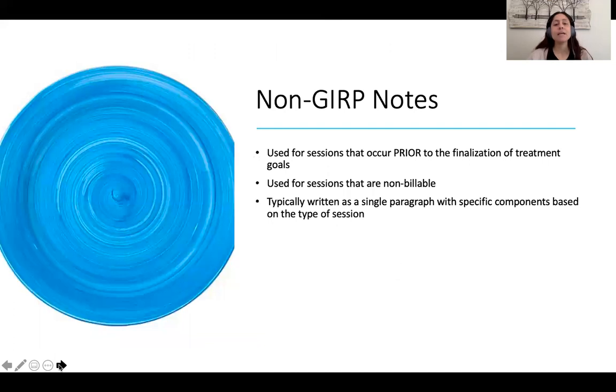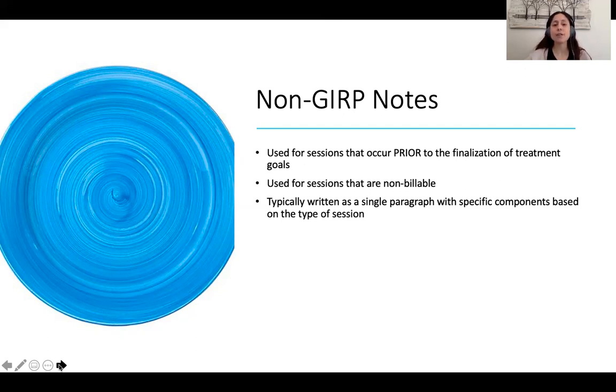Okay. Now, while progress notes or treatment notes will be written in GIRP format, as I've already demonstrated, these are used once you've already completed a treatment plan and established those goals. Prior to this, when you don't have goals yet, such as when you're in the assessment phase or the treatment planning phase, you'll write what is called a non-GIRP note. These are basically written as a single paragraph note with specific components for each type of note. Although they aren't in the traditional GIRP format, they still include some of the same types of information. And I'll show you an assessment note and a treatment note written in non-GIRP format in just a minute.